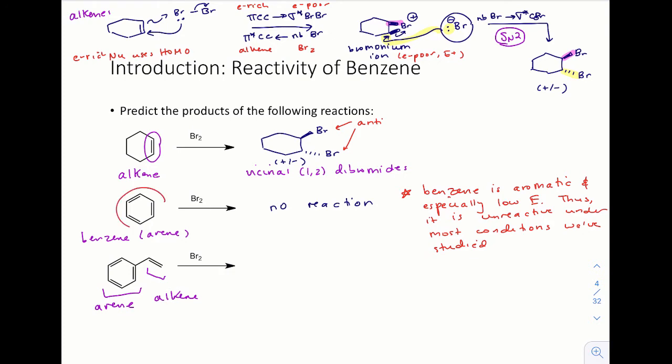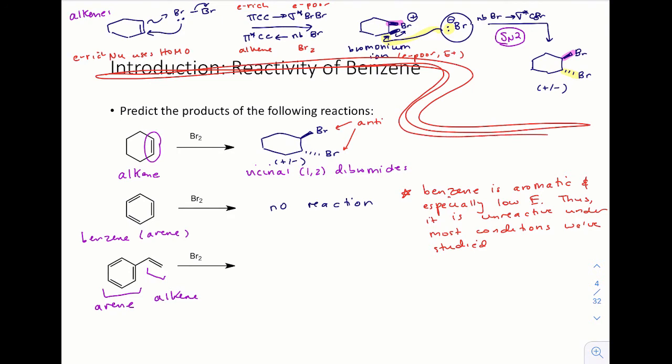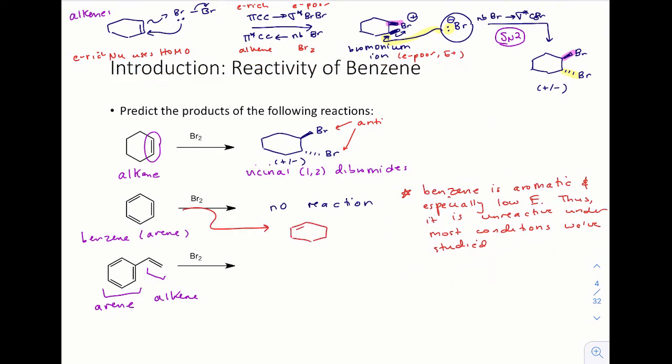Think about it. If benzene had reacted with molecular bromine in the same way that is observed for a normal alkene, we might expect to see a product like this. However, where benzene is aromatic, possessing special stability, it's particularly low energy, this product, this dibromide, is non-aromatic. It certainly has a conjugated pi system, but overall it is non-aromatic and has lost the special stability associated with the property of aromaticity. And thus, this dibromide is not observed.